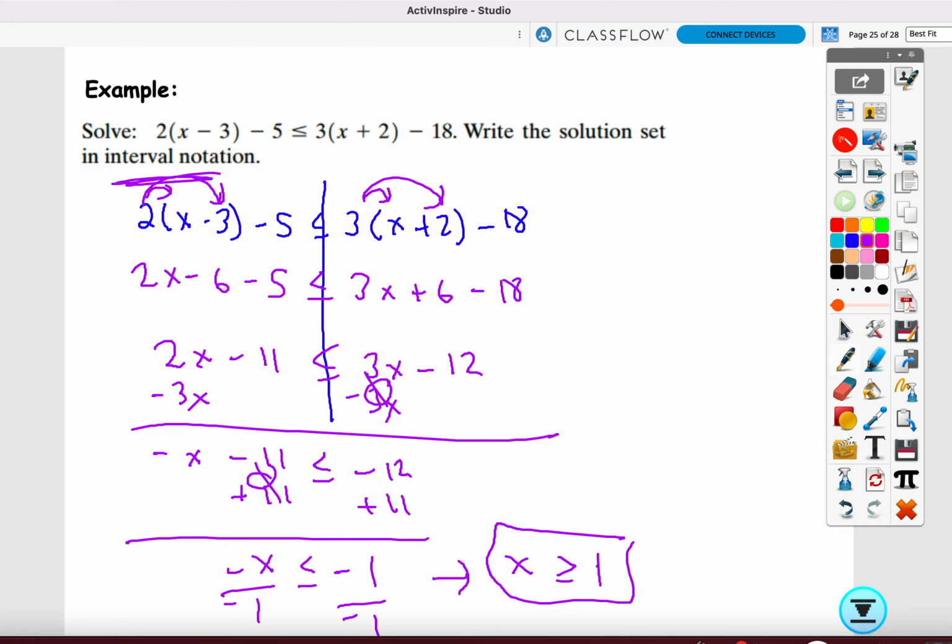But it wants us to write it in interval notation, so I'm not going to graph it. Since I know it's greater than or equal to, it's going to start at 1, because what's greater than 1? 2, 3, 4, 5, 10, 100, million, infinity. So it's going to go all the way to infinity. And we're done. Now, if you can't go from the inequality to the interval notation, graph it, guys. A picture's worth a thousand words if you have to. You have to do what you have to do.